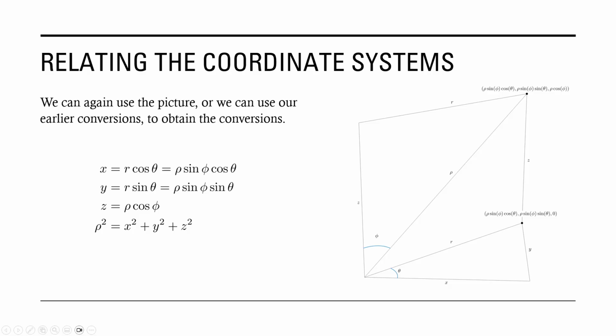So you can memorize all of these if you like. I often just draw the picture because I will forget what they are. But if you can understand the geometry of the picture, especially if you remember the cylindrical coordinates, to get to the spherical, it's not so hard to just go ahead and draw a picture.